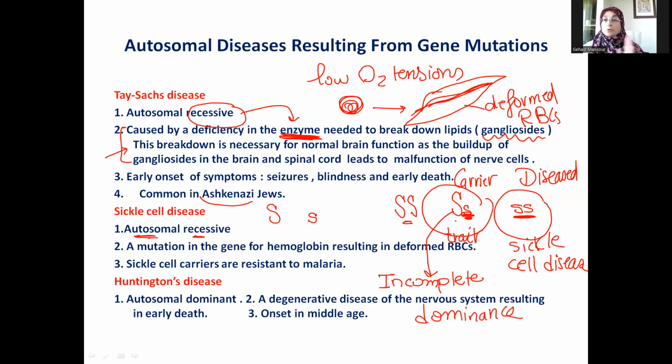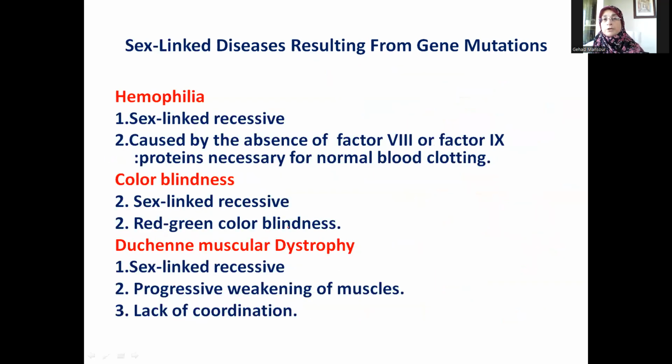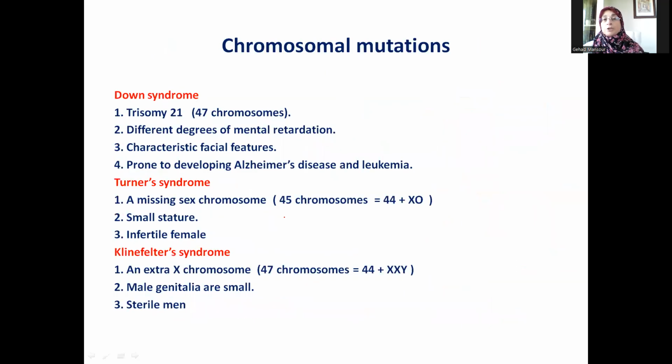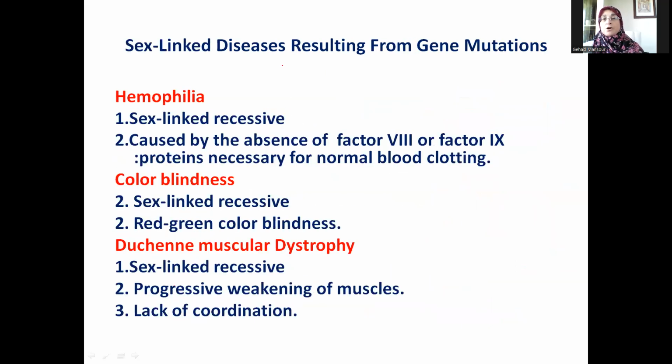Huntington's disease is an autosomal mutation, but it is a dominant mutation that results in early death because it leads to degeneration of the nerve cells. There are other gene mutations that are sex-linked, okay? So we have hemophilia, we have color blindness, and we studied them before when we were studying sex-linked inheritance, meaning that the recessive mutant gene will be on the X chromosome.